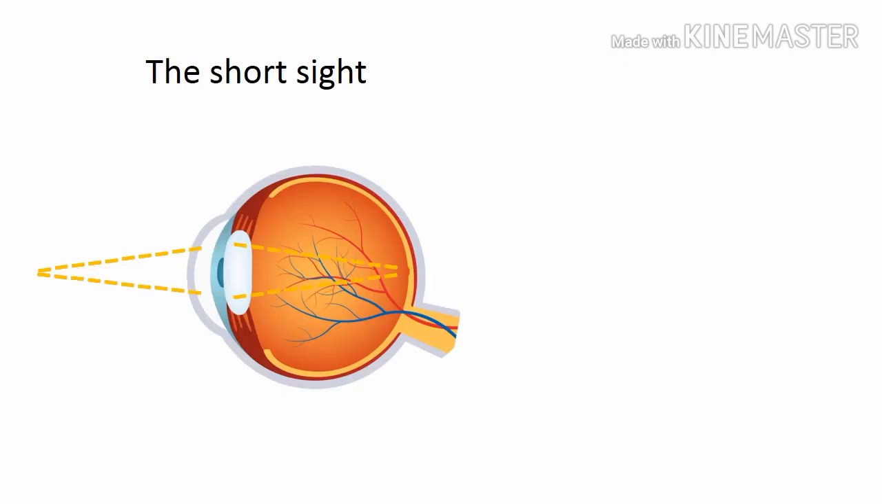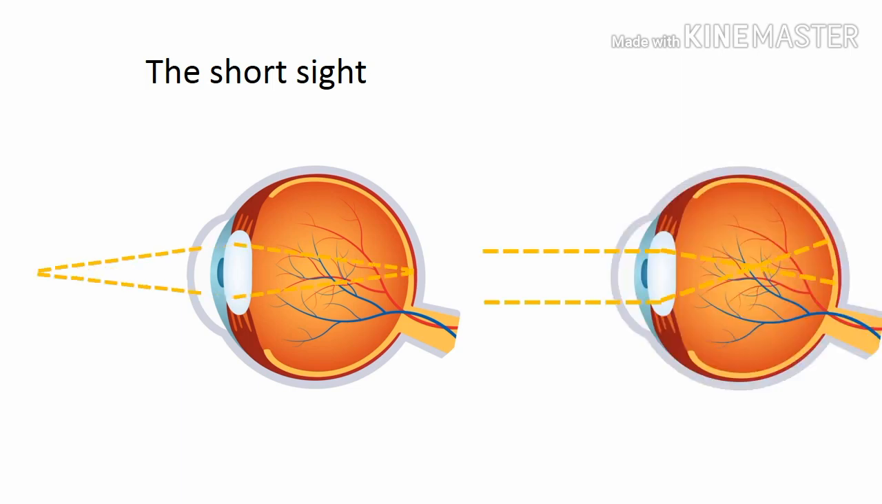A person having short sight or myopia sees nearby objects clearly while distant objects appear blurred. This defect arises because of the inability to reduce the curvature of the eye lens or elongation of the eyeball. So the light rays focus in front of the retina, not on the retina.